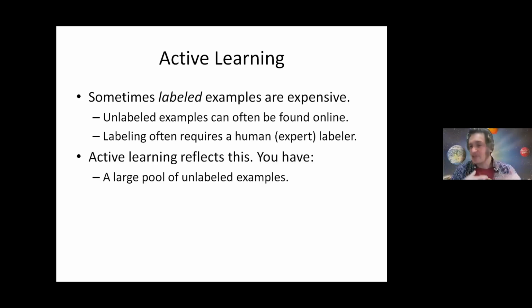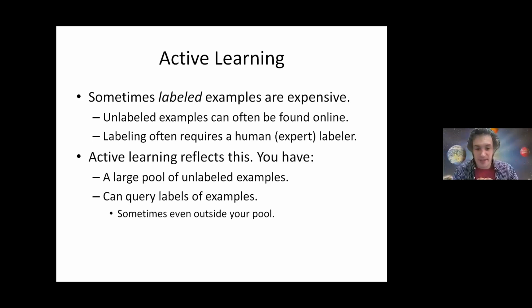And so active learning is a model that reflects this. What your algorithm is given is a very large pool of unlabeled examples that it's scraped off the internet. And then if it wants to learn the labels, the algorithm can query. In particular, the algorithm can try and do this adaptively. It can try and find the examples that are most representative or most informative. And the hope is that by cleverly picking which examples to query, we can do much better than just having to label the entire pool of examples.